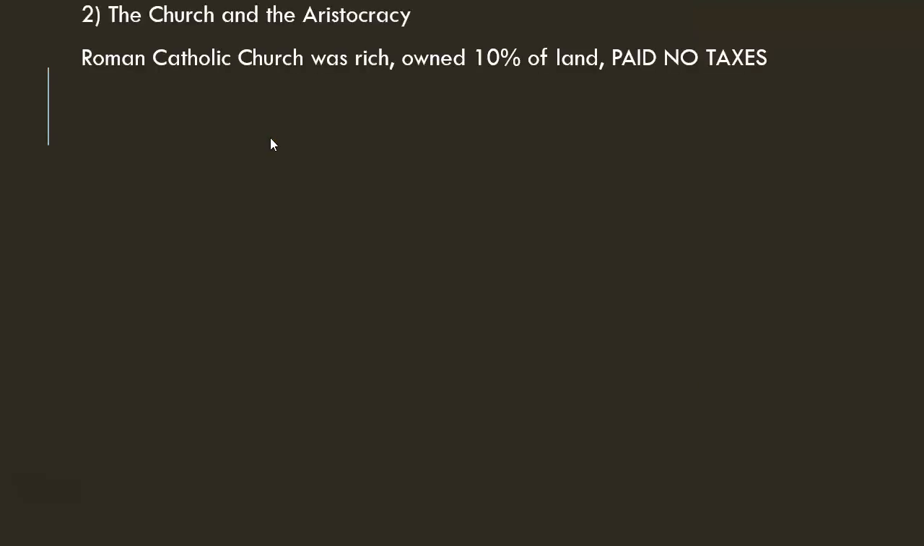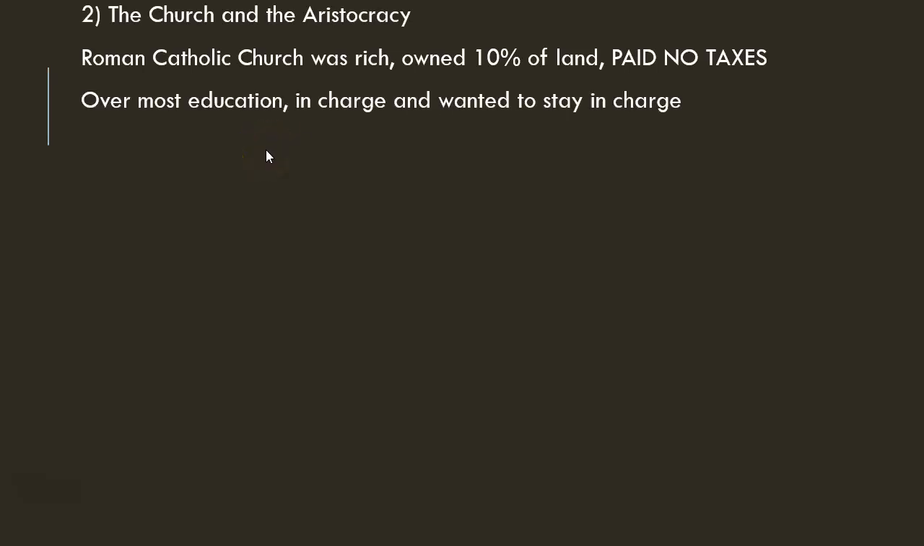All right, the church and the aristocracy. The church was rich, owned 10% of the land, and paid no taxes. It was in charge of most of the education in France, and it wanted to stay in charge. And just think about it. The peasants were overwhelmingly Catholic in France, and they would make donations to the church.